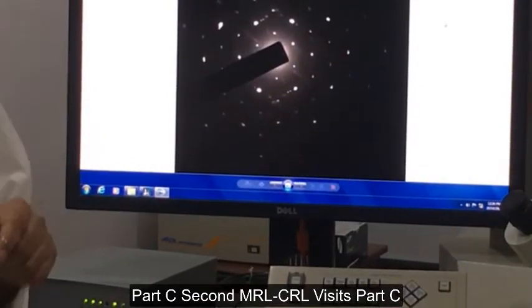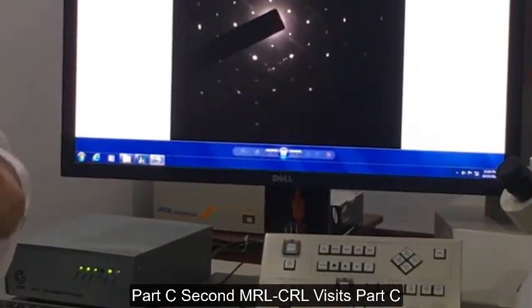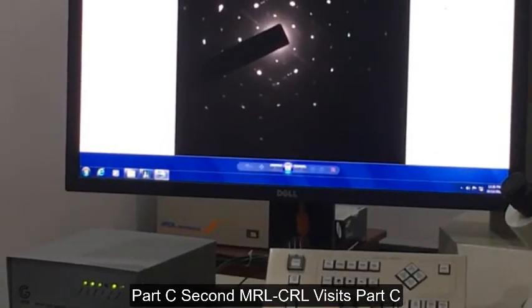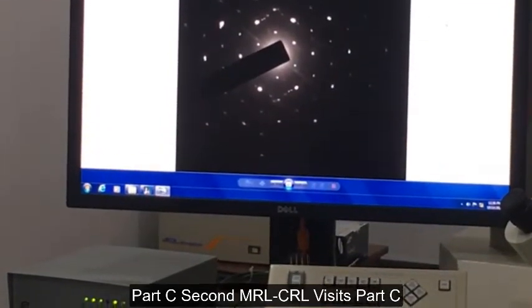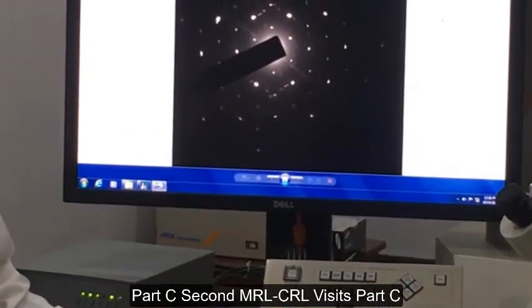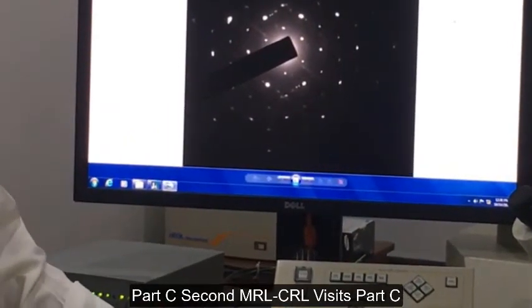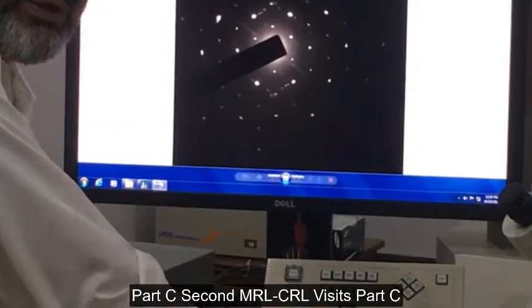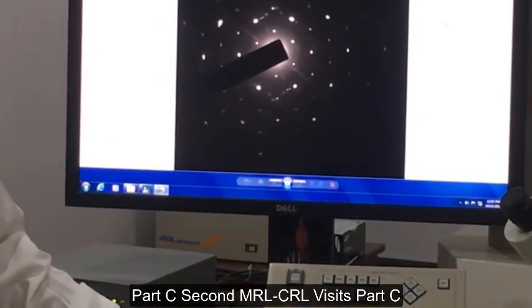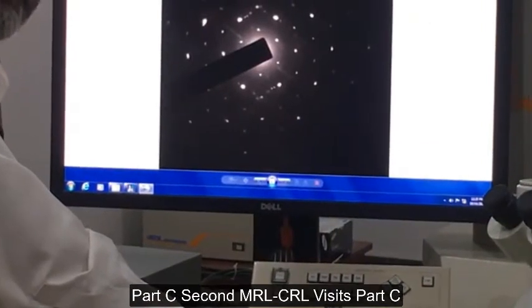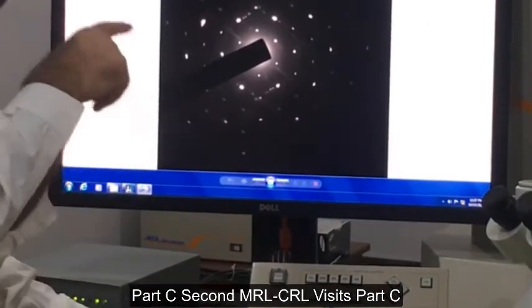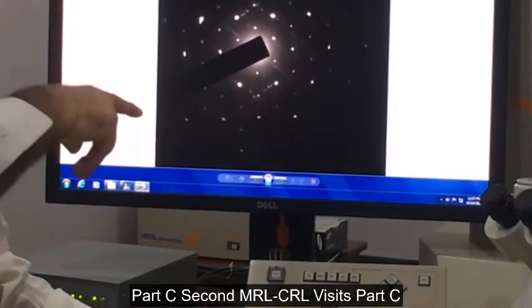Let me explain it. This room is the unit cell. This wall is one plane. This wall is diffracting a beam and it reaches here. That wall is diffracting a beam and it reaches here. So all the parallel planes, the parallel walls, are represented by this single spot. So they are representative of the planes.